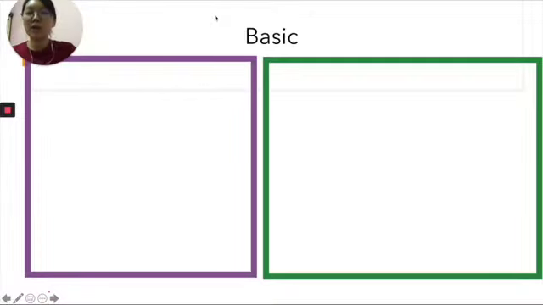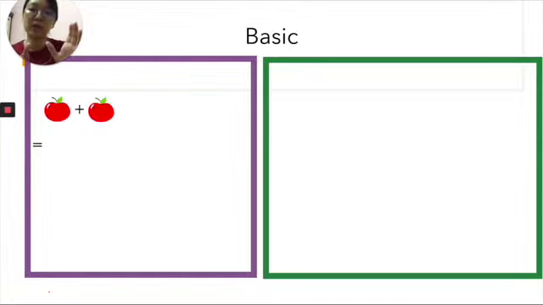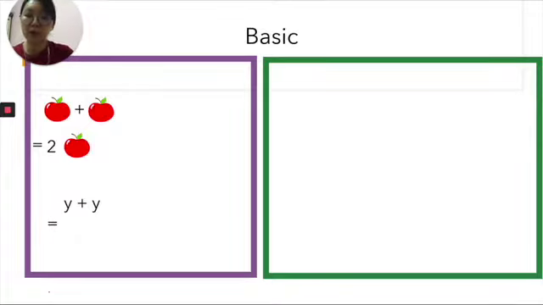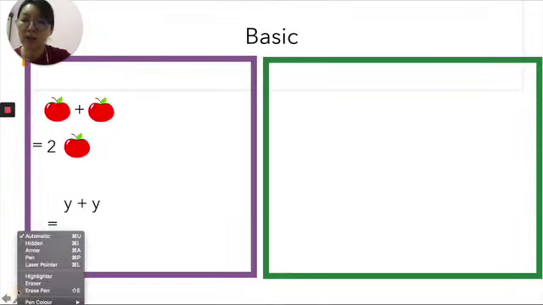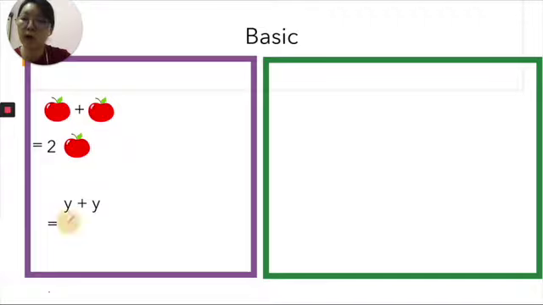Now I'm going to link between the number and the variable. Have a look. 1 apple on my left plus 1 apple on my right. Altogether, how many apples do I have? Yes, I have 2 apples. So let me represent apple with variable y. I have 1 y here plus 1 more y. Altogether, I have, yes, 2y.